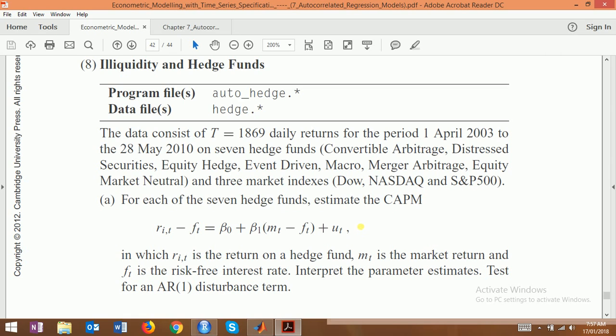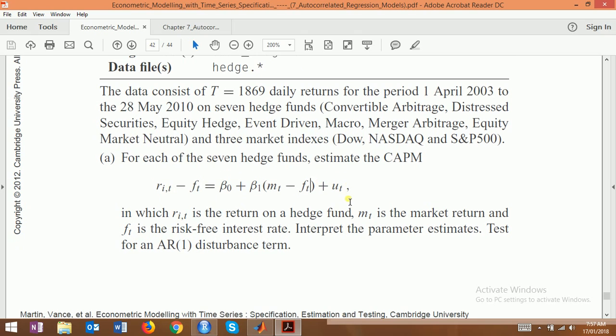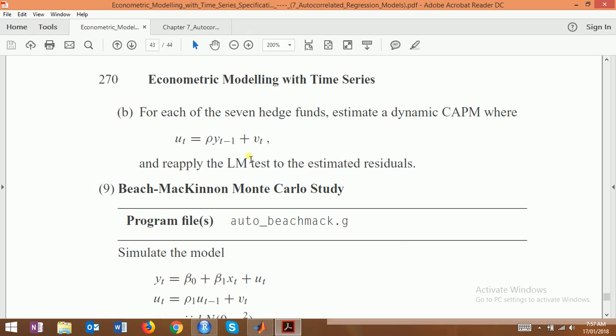For each of these 7 hedge funds, estimate the CAPM. This is the equation in which R is the return on the hedge fund, M is the market return, F is the risk-free return. Interpret the parameter estimates, and test for an AR(1) disturbance term. For each of these 7 hedge funds, you estimate a dynamic CAPM where you apply the LM test to the estimated residuals.